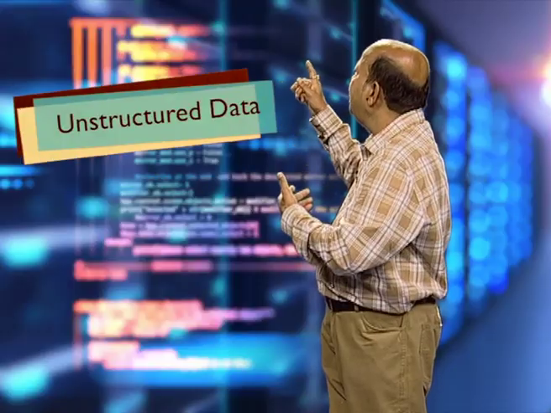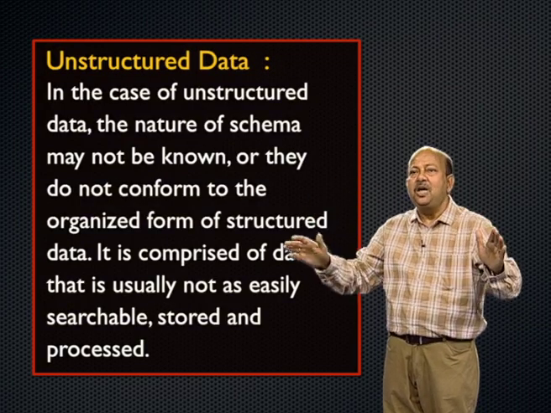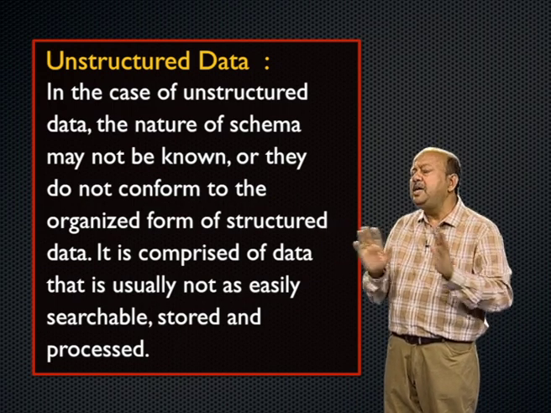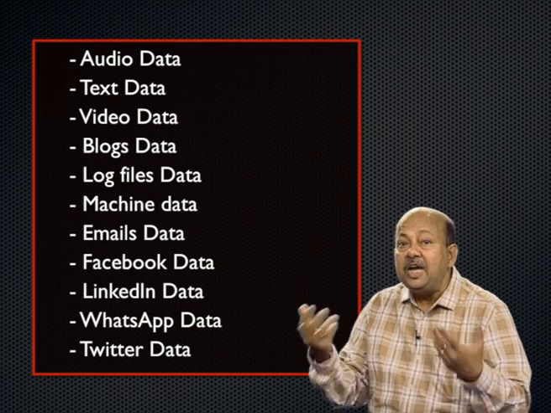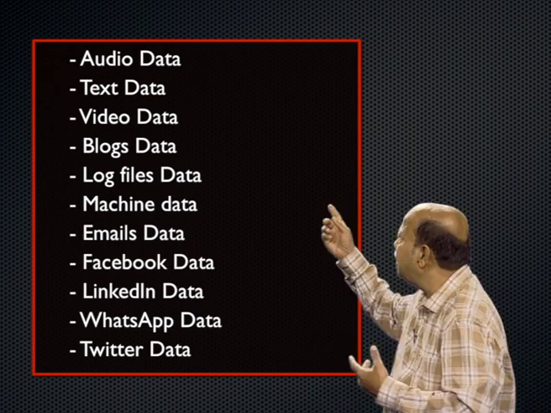The second type of data is unstructured data. Unstructured data means it is not organized in any form, there is no fixed schema, it can be changed, and the schema is not known, so it is not easy to operate this type of data. For example, text data, blog data, log files, audio, machine data, emails, Facebook data, LinkedIn data, WhatsApp data, Twitter data, these are all unstructured. There is no format, just different types of length and structure. So, there exists no standard in the organization of data. That is the reason why it is called unstructured data.